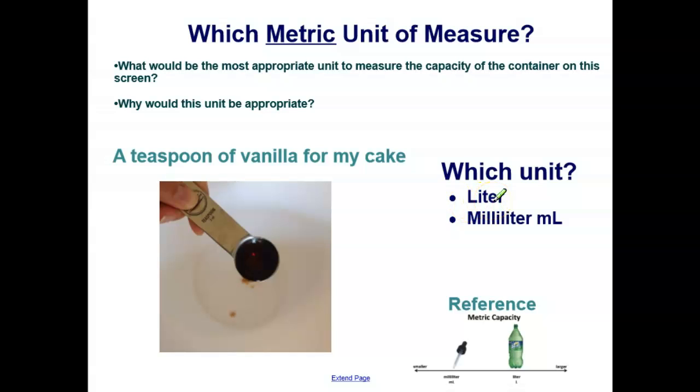Let's read the first one together. A teaspoon of vanilla for my cake. Well, I actually know that a teaspoon is equal to 5 milliliters, and it's much smaller than a liter. So I know right away that a teaspoon of vanilla is a small amount of liquid, and so I would use milliliters because it's less than the amount of liquid in a liter. Fantastic.